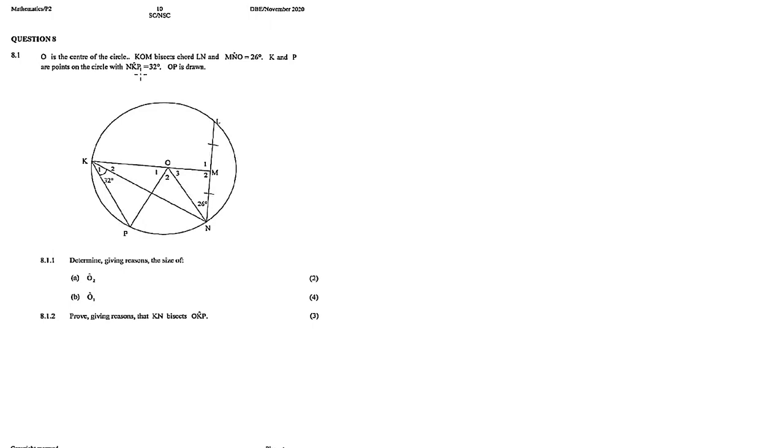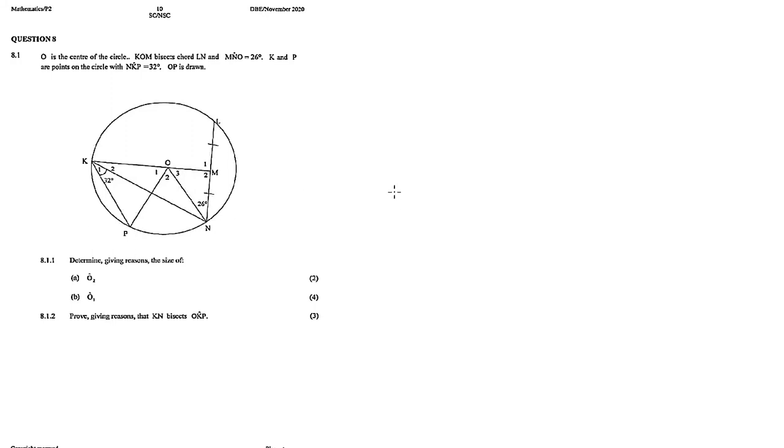Every theorem that may involve the center needs to be considered. OP and ON are radii. How about OM? OM is not the radius. The radius is measured from the center to the circumference. So the measurement OM is from the center to this chord. That makes it theorem number 1.